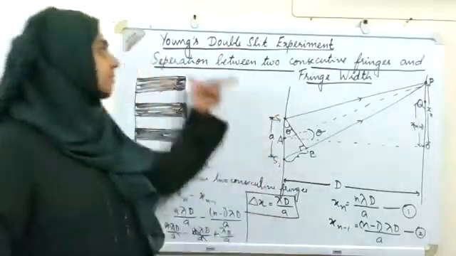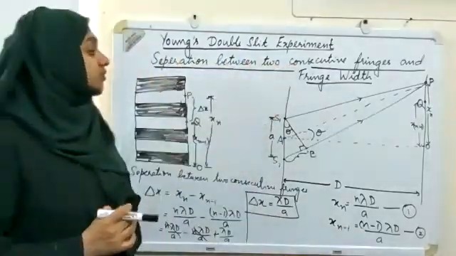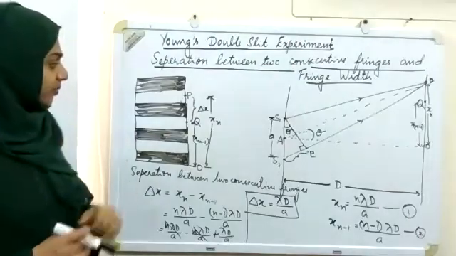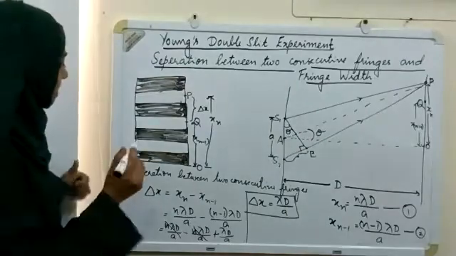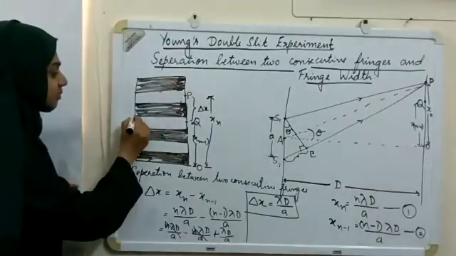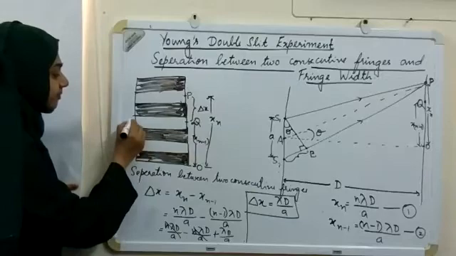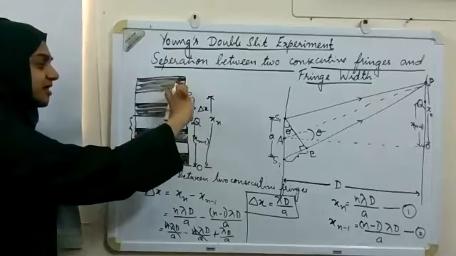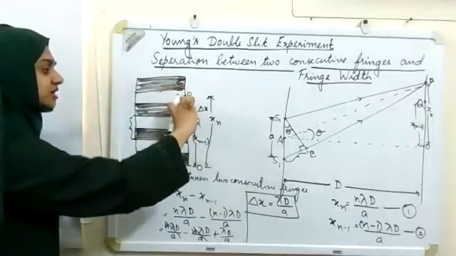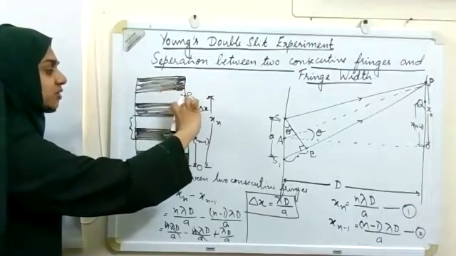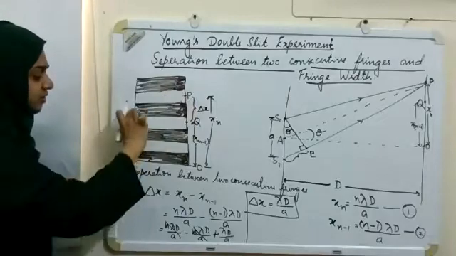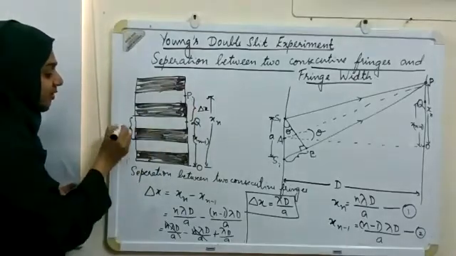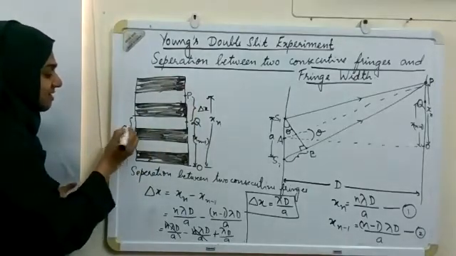So this is the separation between two consecutive fringes, right? Now, if I take this point and this point, it will be the same, right? I have just moved from the bottom of this bright fringe to the bottom of the consecutive bright fringe. So this distance also will be equal to delta x, right?